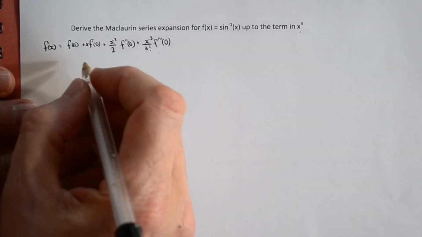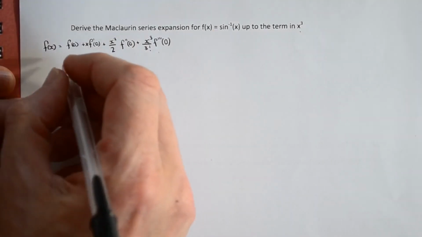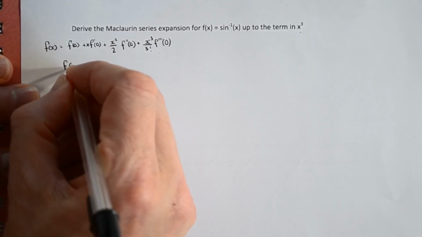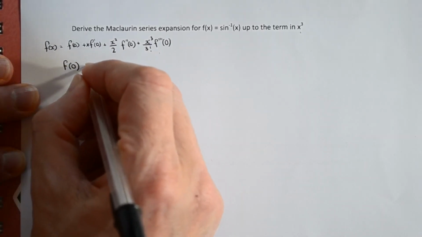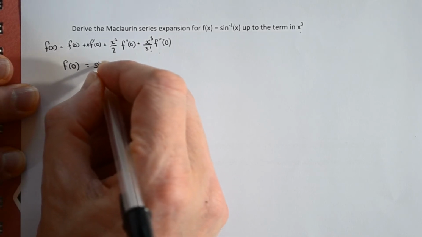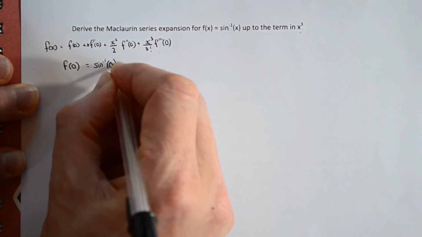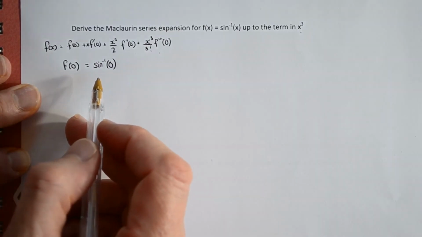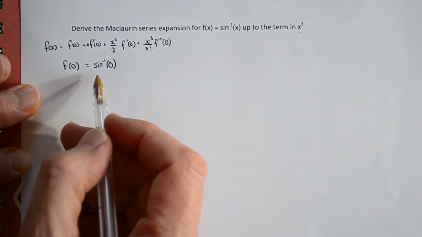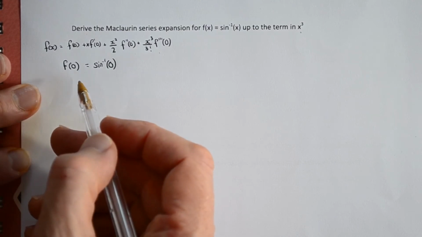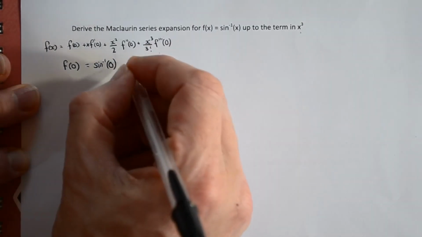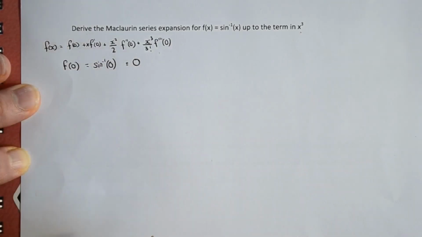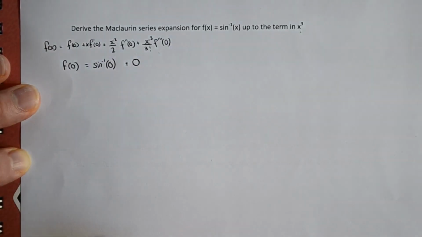So first of all, f of x, we know that f of x is arc sine x. So f of 0, we can go straight there, equals arc sine of 0. This is the inverse function, and so what it's asking us is for what angle do we get a sine ratio of 0. And so sine of 0 is 0. So our answer there is 0.